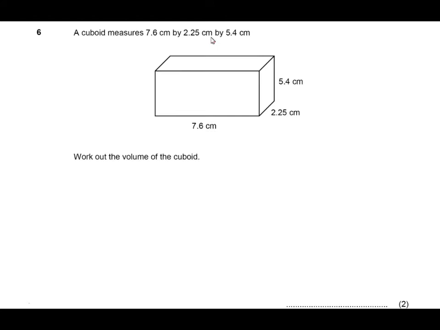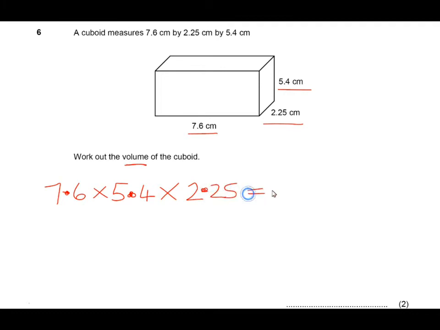Work out the volume of the cuboid. So to calculate the volume of a three-dimensional shape, you have to multiply the 3 dimensions. So 7.6 multiplied by 5.4 multiplied by 2.25. Put this in your calculator and it gives you the exact answer of 92.34.